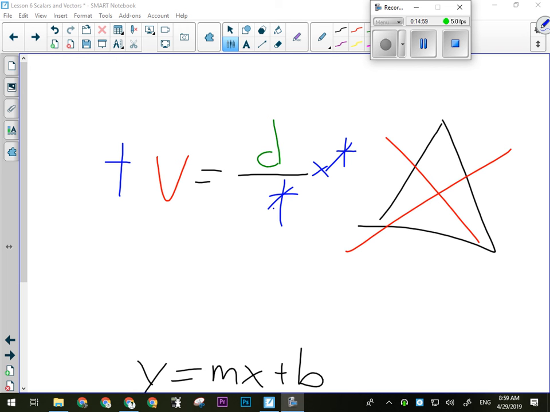Now, the third rule won't apply to this formula. I don't have to worry about the third rule in this formula, but I'll show you one where we will have to use it in just a second. So what if I want to solve for t?